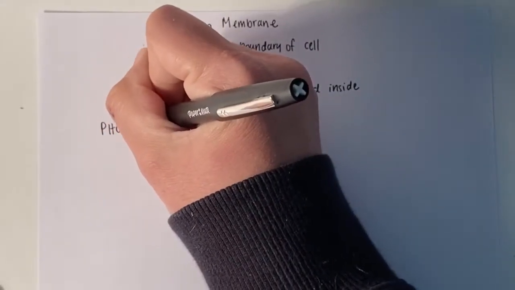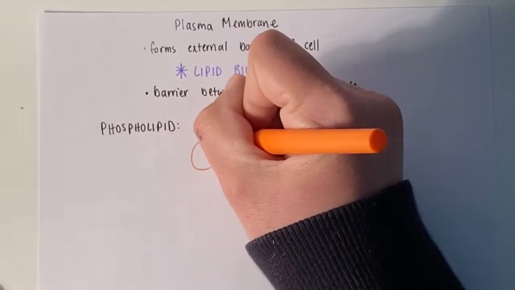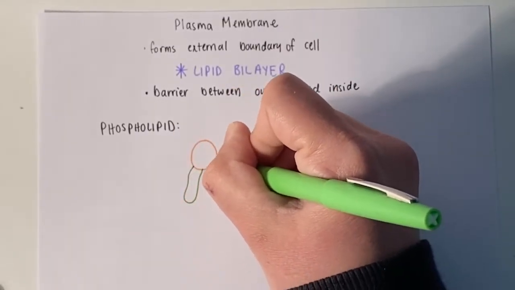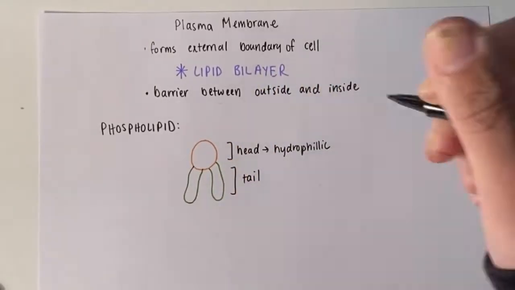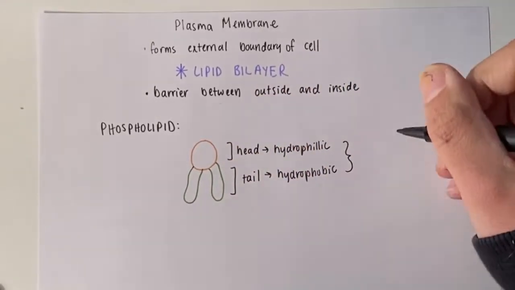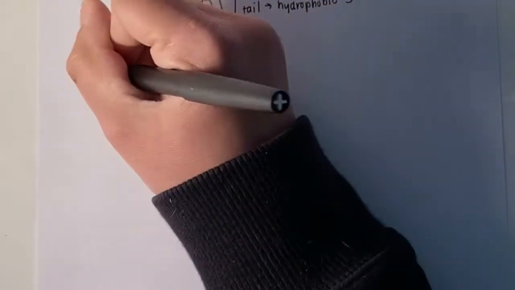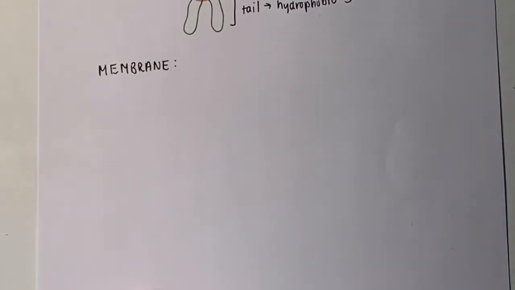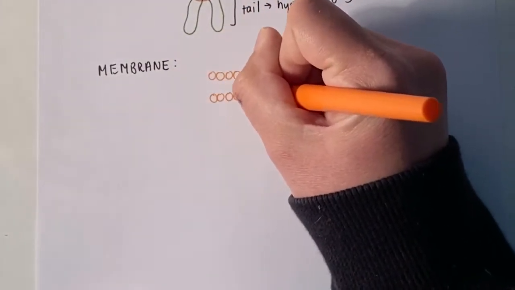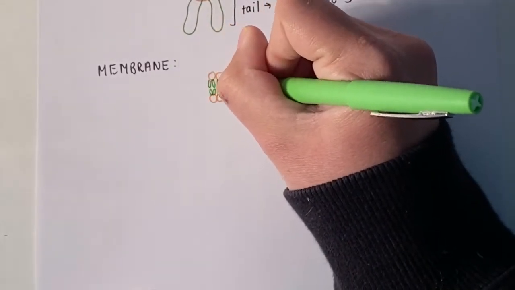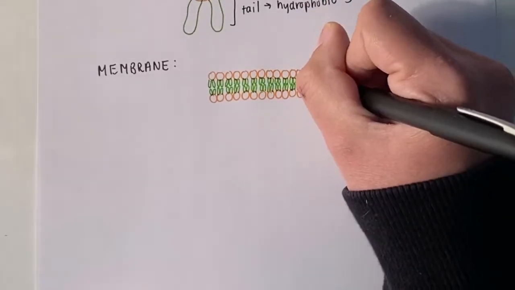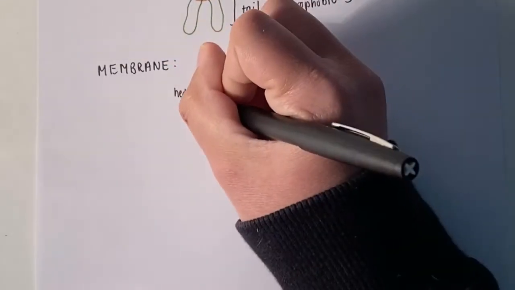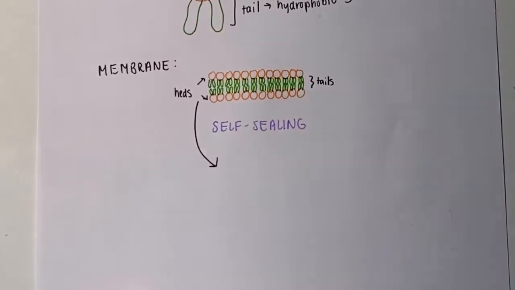The first component is the phospholipid. This lipid is composed of a head and a tail. The head is hydrophilic and the tail is hydrophobic. The combination of these properties makes the membrane amphipathic. Many of these phospholipids come together to form the membrane. The hydrophobic tails pack together away from water, tail to tail, and the hydrophilic heads face the watery environment both inside and outside the cell.